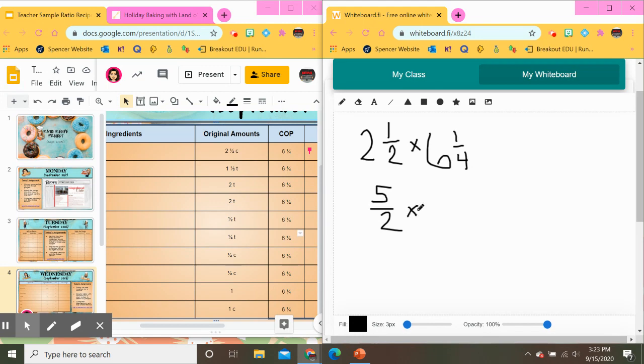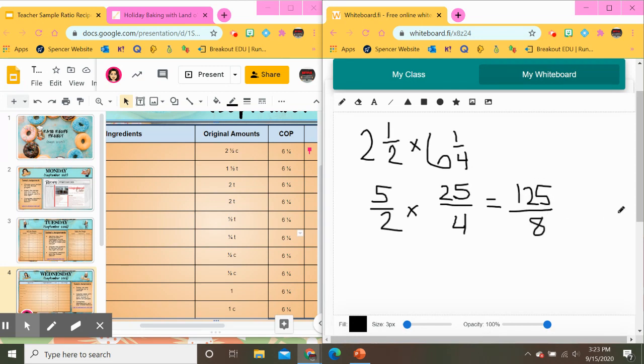And we're going to multiply that by the improper fraction of 6 1/4. So 4 times 6 is 24, plus 1 is 25. So 5 halves times 25 fourths. And you just multiply straight across. 5 times 25. Now you've got 5 quarters here. You all can do this in your head. 25, 50, 75, 100, 125, over 2 times 4, which is 8.